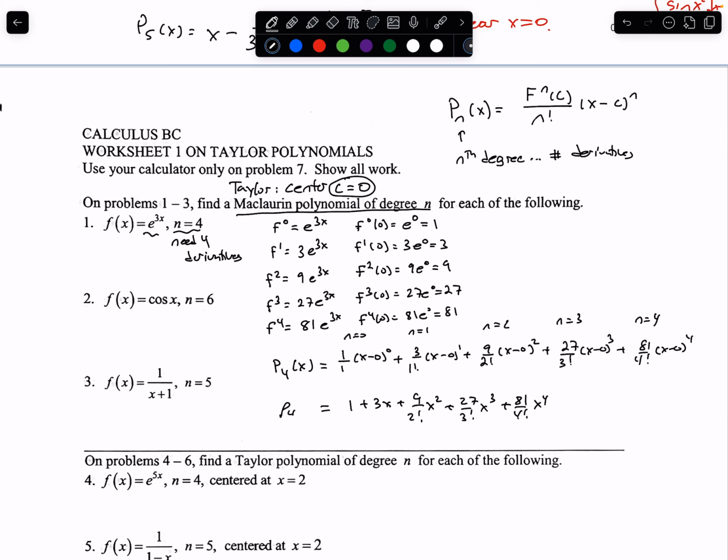And we would write this as our fourth degree Taylor polynomial. Now, like I said, there's another way we could write it. We could also say e to the 3x approximates all of that. And there it is. That's very easy. So go and try the next two, 2 and 3.